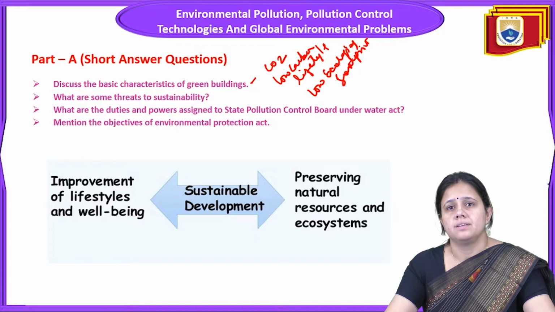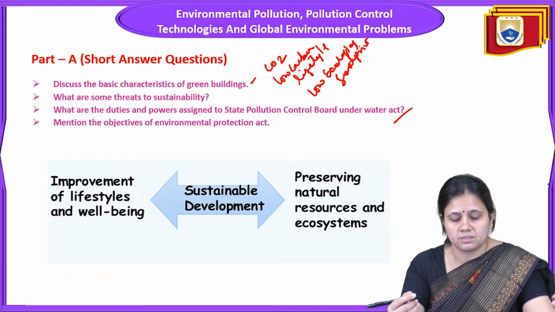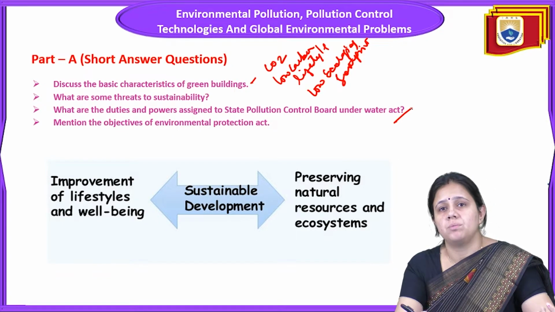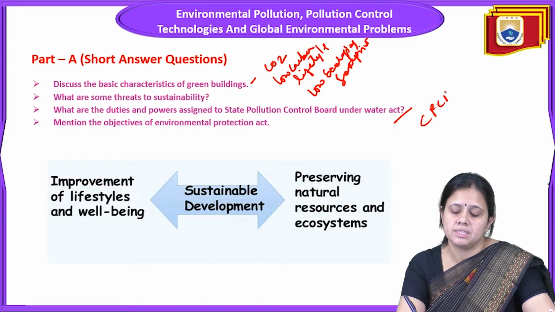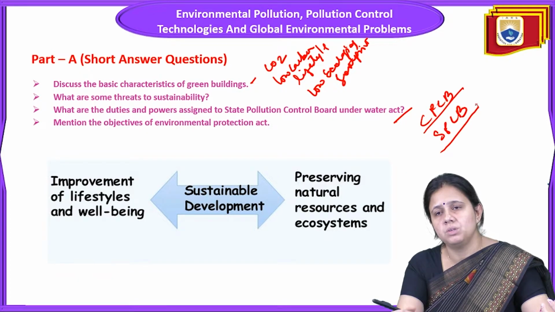Now, what are the duties and powers assigned to the State Pollution Control Board under the Water Act? In the Water Act, they have formed CPCB and SPCB. CPCB is the Central Pollution Control Board. SPCB is the State Pollution Control Board. So it is the duty of SPCB to monitor the water of their city.